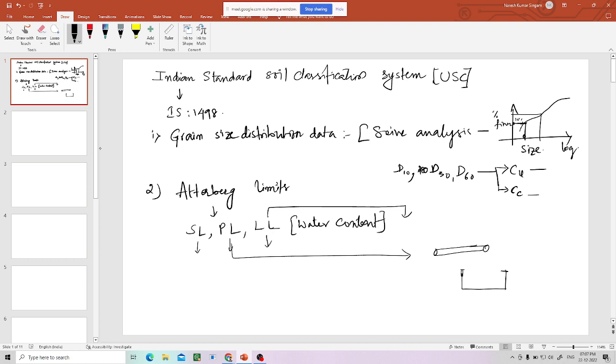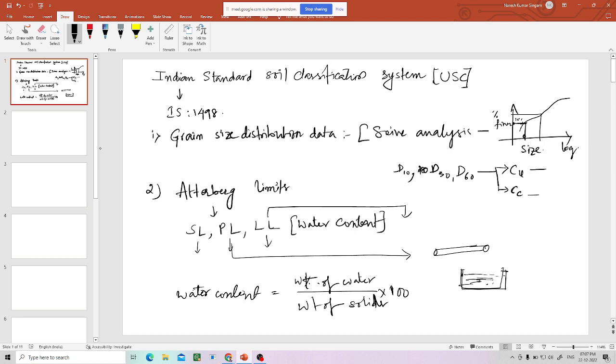So I am not actually covering those procedures, but taking any clay, it has some properties, and there are some limits for a clay. Water content is defined as weight of water divided by weight of solids, into 100. If you take any soil sample, saturated or partially saturated, it doesn't matter, but some moisture is there, you take its weight, then put it in an oven so that you can dry the sample. After drying, you again take the weight of the sample. The difference between the weights is the weight of water, and the dry sample weight you keep in the denominator, then you will get the water content of that sample.